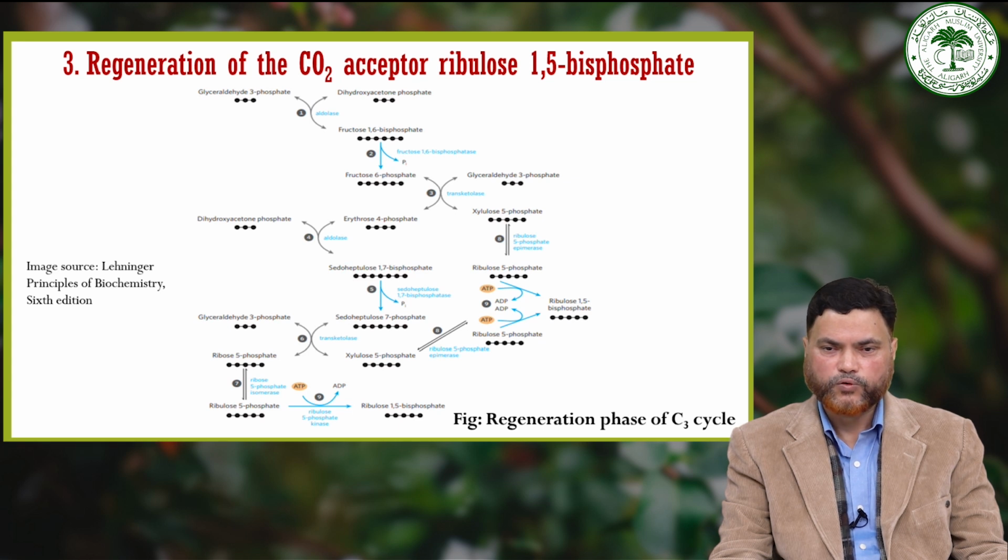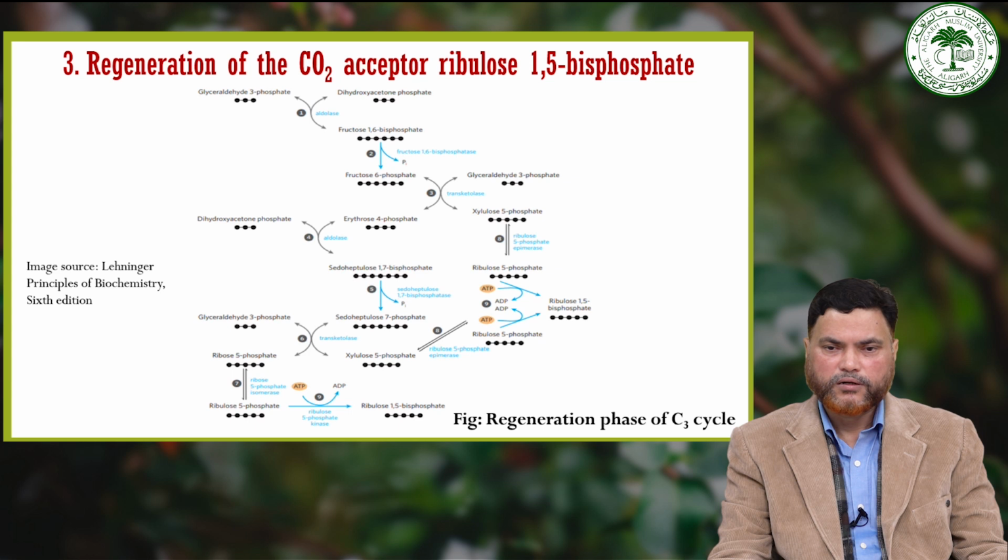step 1 is catalyzed by aldolase, which catalyzes the reversible condensation between glyceraldehyde 3-phosphate, a 3 carbon sugar, and dihydroxyacetone phosphate to form fructose 1,6-bisphosphate, which is a 6 carbon compound. In step 2, fructose 1,6-bisphosphate is cleaved to fructose 6-phosphate and inorganic phosphate by fructose 1,6-bisphosphatase. This is an exergonic and irreversible reaction.